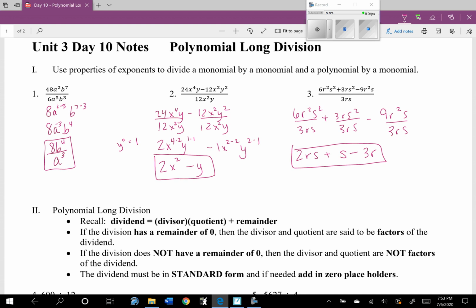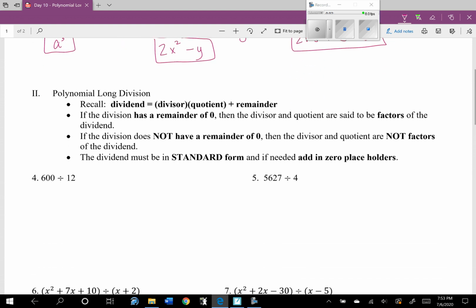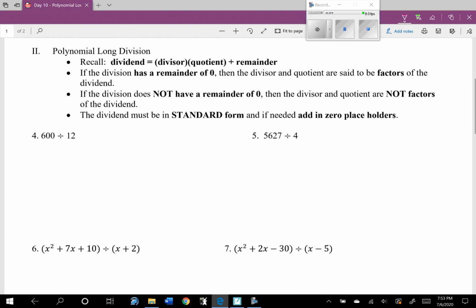So then for the next part, polynomial long division. So recall that the dividend equals the divisor times the quotient plus remainder. If the division has a remainder of 0, then the divisor and quotient are said to be factors of the dividend. If the division does not have a remainder of 0, then the divisor and quotient are not factors of the dividend, and the dividend must be in standard form. And if needed, add in 0 placeholders.